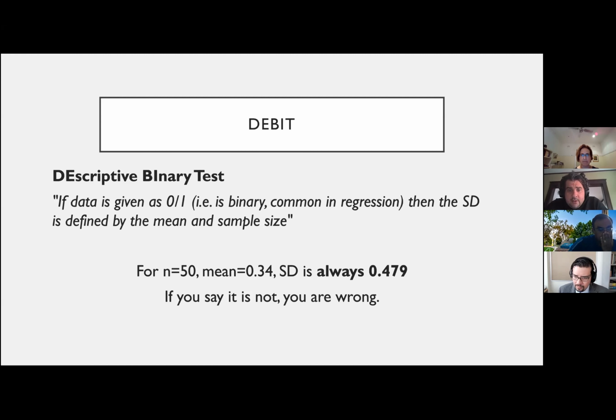What it means is that if you have binary data, an N of 50 and a mean of 0.34, the standard deviation is always 0.479, full stop, end of story. So if you see a table of regression values, and that is not the case, the data isn't right. Full stop, end of story.